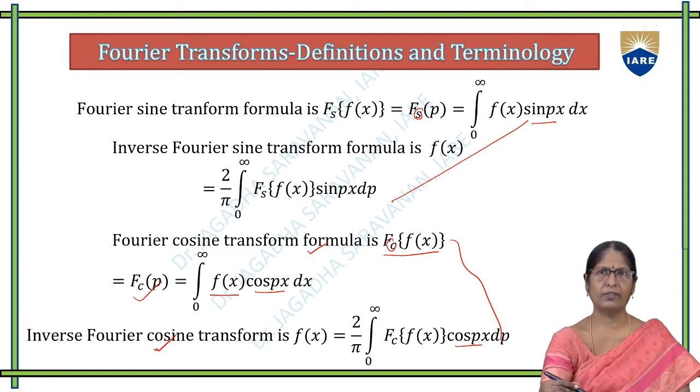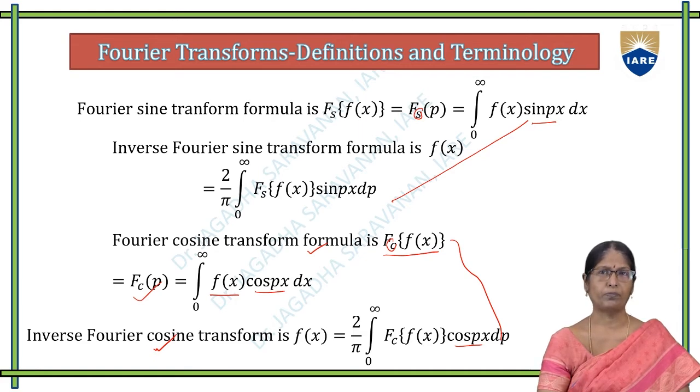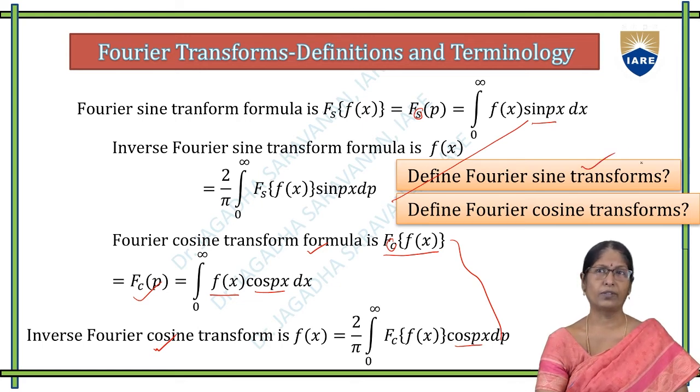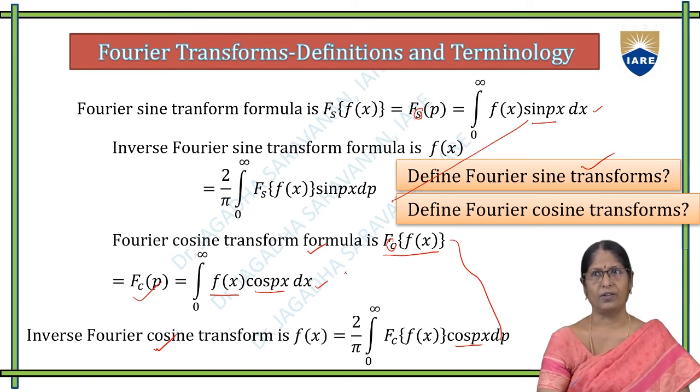If we do like this, where the difference is in variables: in Fourier sine, which variable is playing the role? In Fourier cosine, what position is the variable taking? That is to be noted very carefully. So what are the questions we can expect from this? Define Fourier sine transform. We are ready to write this result. Fourier cosine transform, we will write this result.